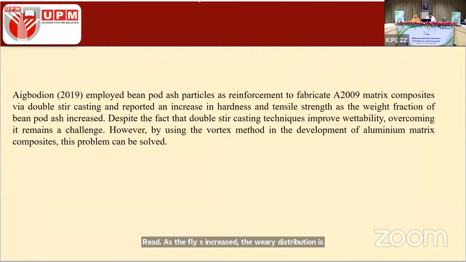Igbodian in 2019 employed bean pod ash particles as reinforcement to fabricate a 2009 matrix composite via double stir casting and reported an increase in hardness and tensile strength as the weight fraction of the bean pod ash increased. Despite the fact that the double stir casting technique improves the wettability, overcoming it remains a challenge. However, using the vortex method in the development of aluminium matrix composite, this problem can be solved.